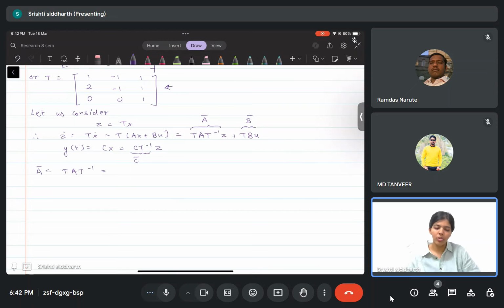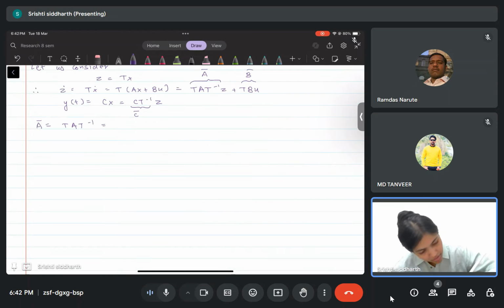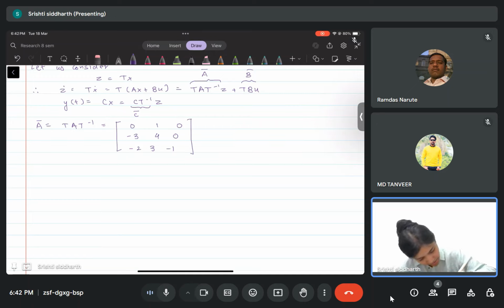You can compute T inverse, substitute that here. I'm going to write this down directly. This is 0, 1, 0, minus 3, 4, 0, minus 2, 3, minus 1. Similarly, we have C bar, which is C T inverse, that is simply 1, 0, 0. So we have this in the standard form now. You can see.